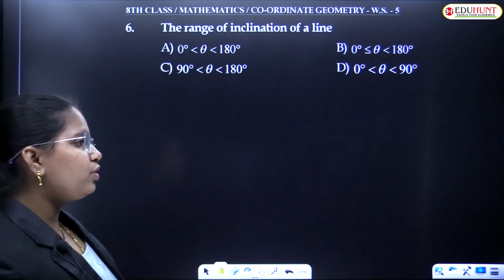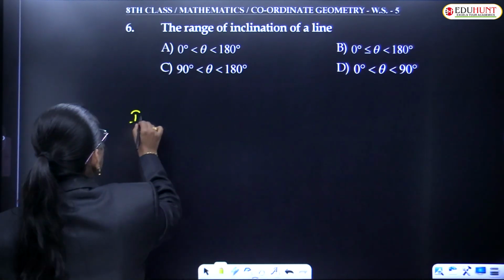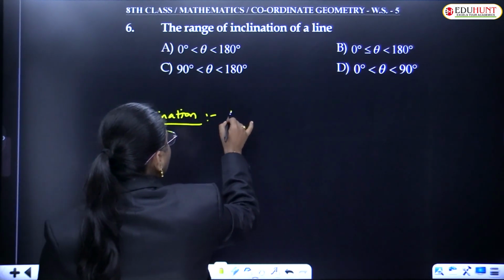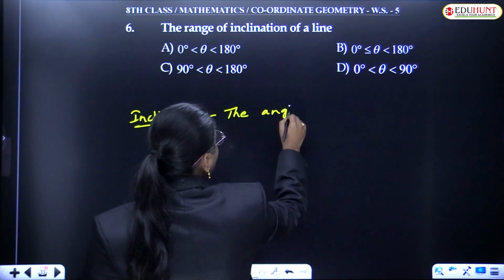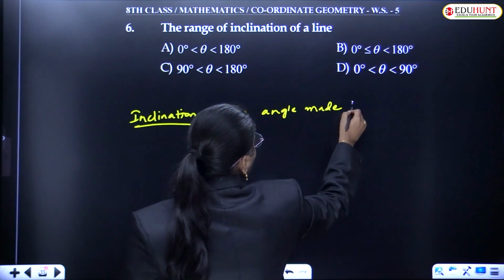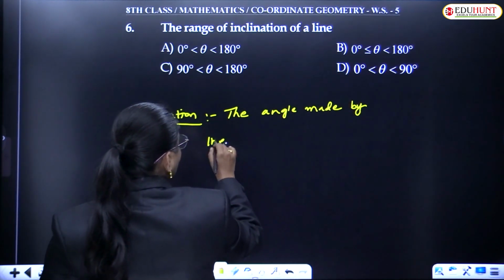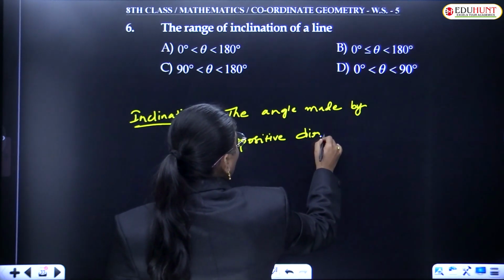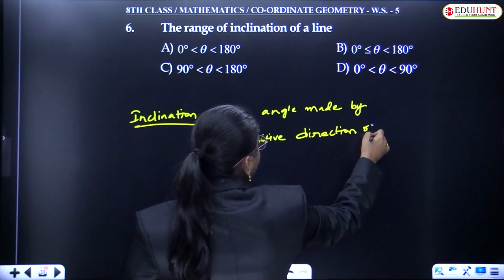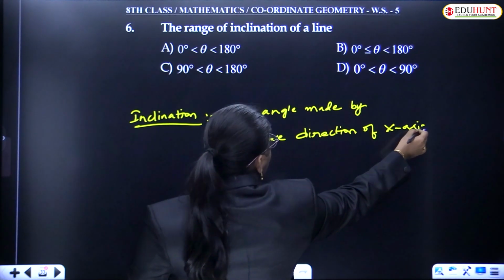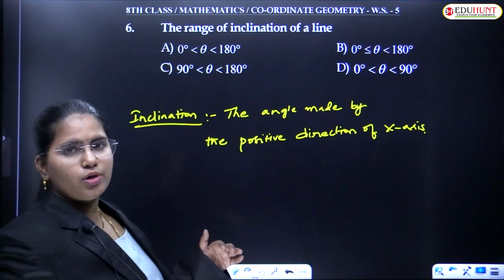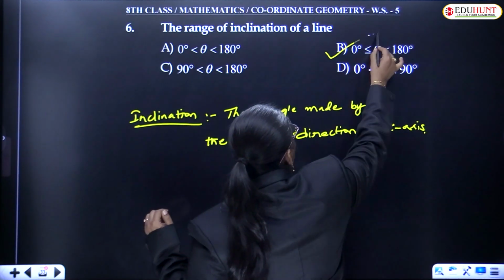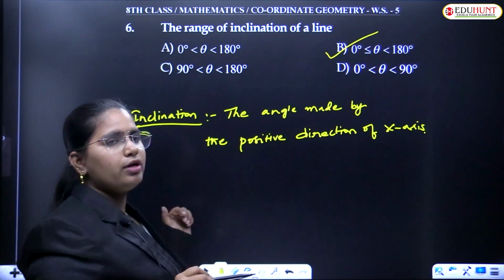This I have told you. What is inclination? Just a recall: inclination is defined as the angle made by the positive direction of which axis? X-axis. Right? And I told you the range of inclination: theta must be greater than or equal to 0 and less than 180 degrees.